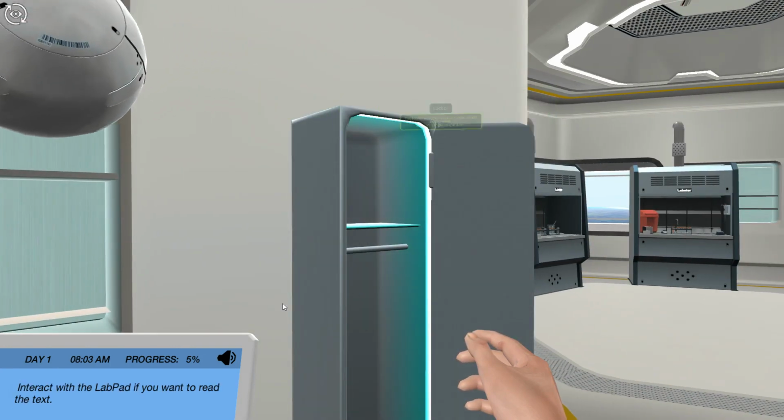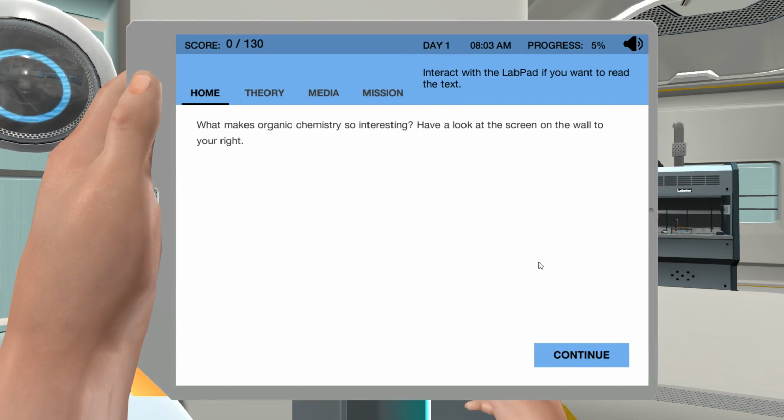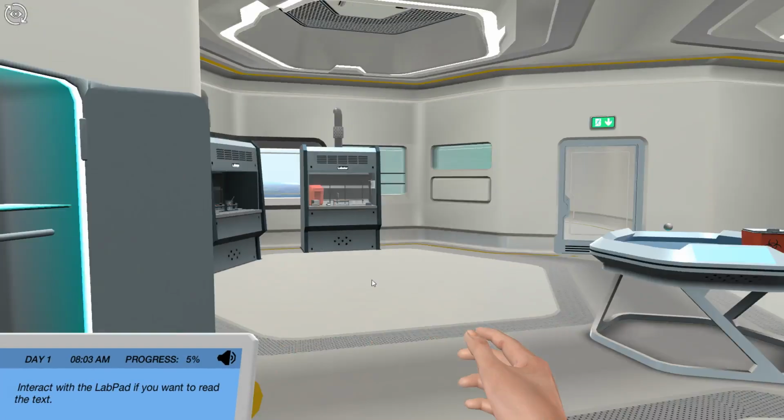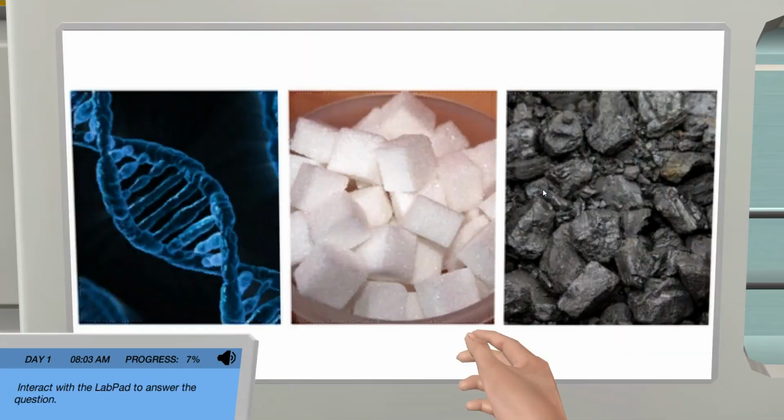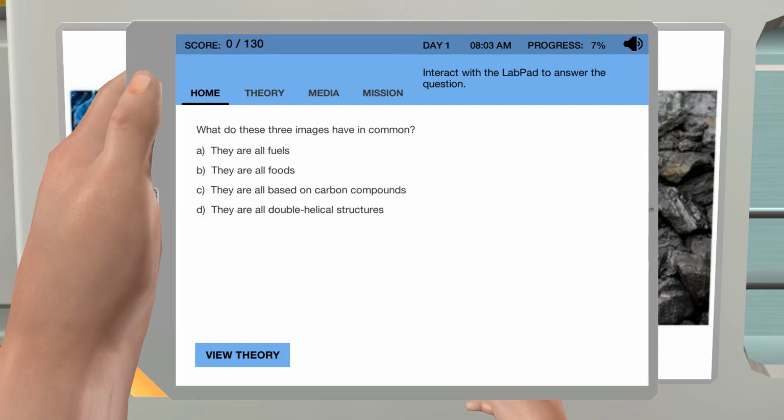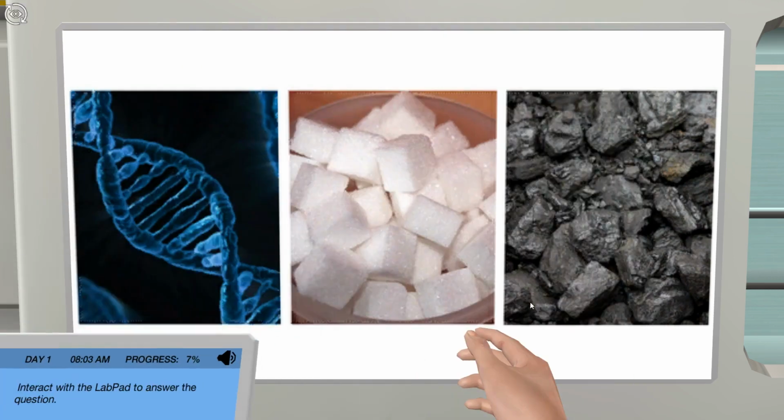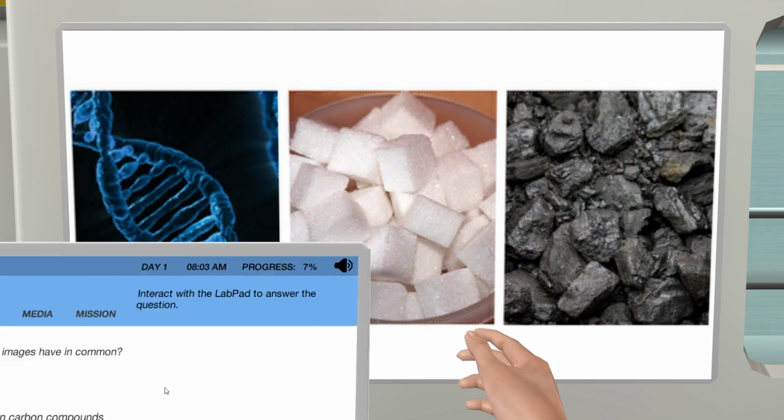What makes organic chemistry so interesting? Have a look at the screen on the wall to your right. What do these three images have in common? Interact with the lab pad to answer the question.